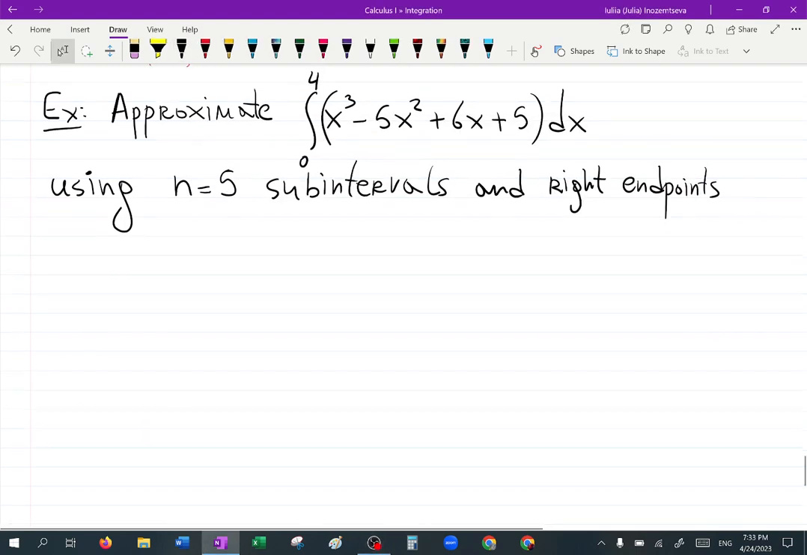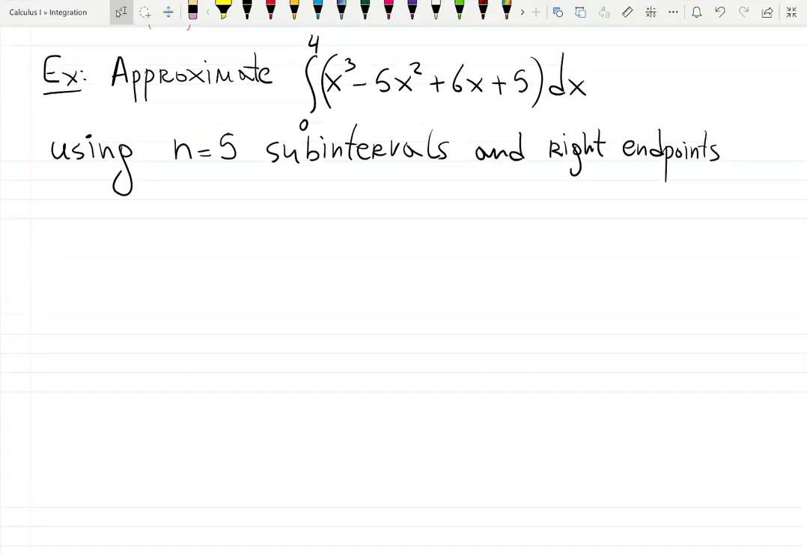Welcome to this video where we are going to talk about the approximation of the integral using left hand points, right hand points, and midpoints. Here's an example where we don't give you a graph like before. We give you an integral and we are asked to approximate it, and we usually are given the number of subintervals. In this case it's 5, and the method. In this case it's right hand points, but I will mention left hand points and midpoints as well.